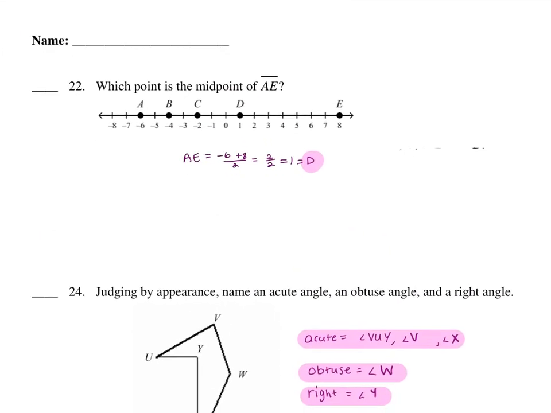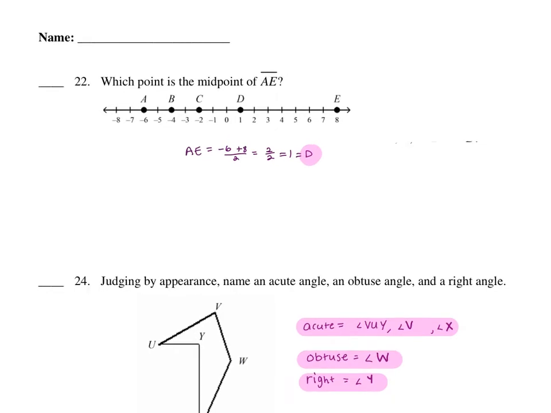All right, 22 was, again, midpoint. So I had to figure out the middle between A and E. If you add -6 and 8 divided by 2, you're finding its average. That's 1. And the point, that 1 is the coordinate, D is the point. That matches it.